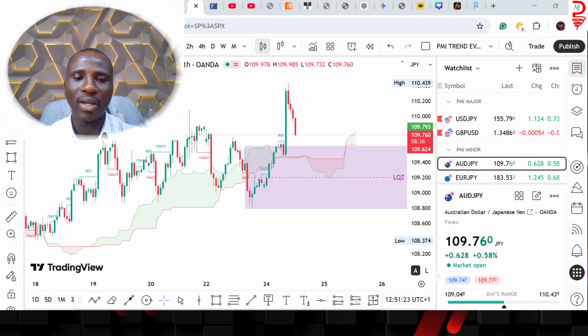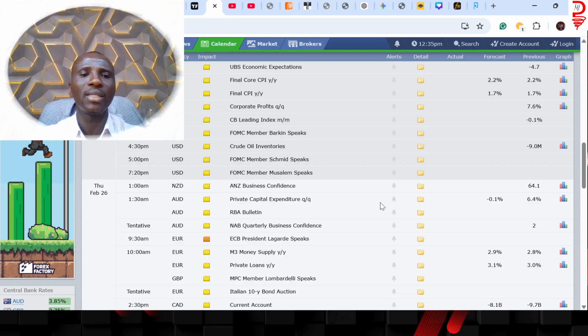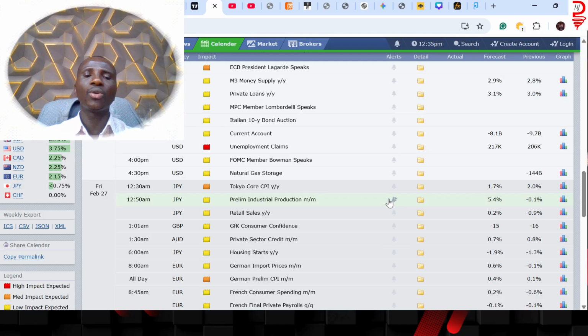So without further ado, I'm going to launch straight into the first phase of our analysis, which is the fundamental analysis. And when we say fundamental analysis, what we are trying to do is to look at how the economic stance of different currencies or different economies is positioning their currencies for demand and for supply.